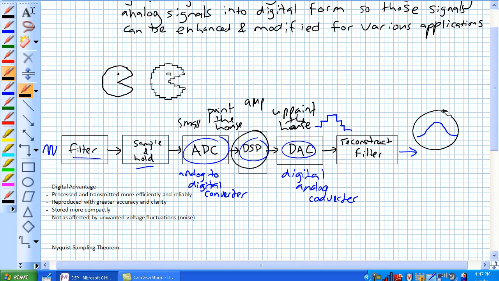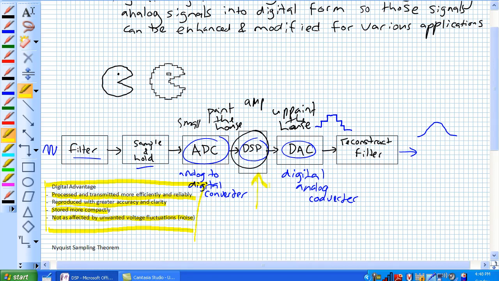And then the other reason is, let's go back to our basic reasons why we use digital in the first place. The digital advantage: it's processed and transmitted more efficiently and reliably. It can be reproduced with greater accuracy and clarity. It can be stored more compactly. And it's also not as affected by unwanted voltage fluctuations, i.e. noise.